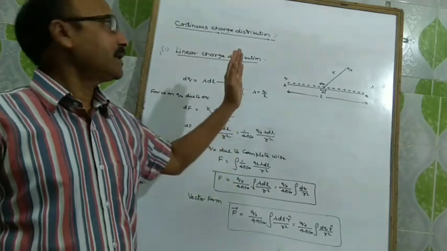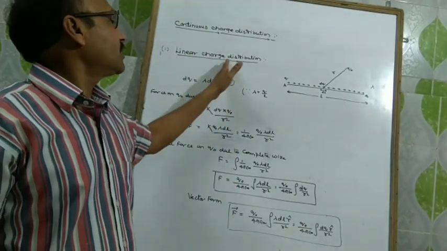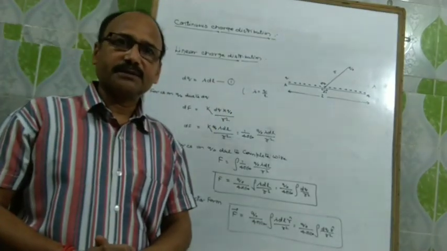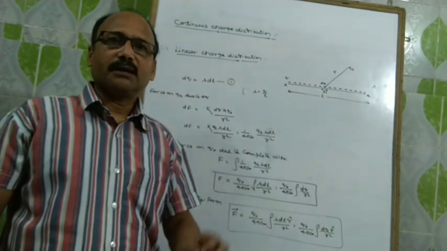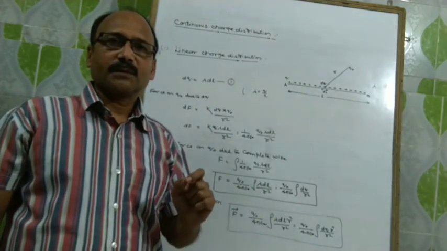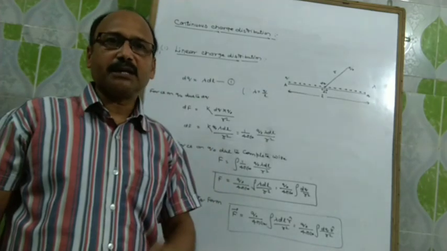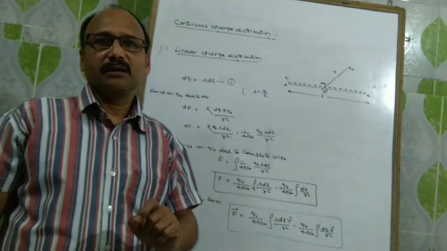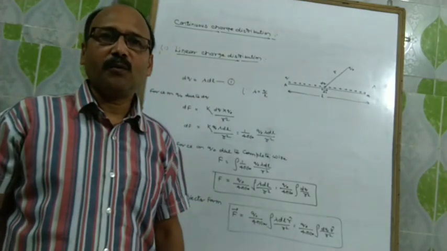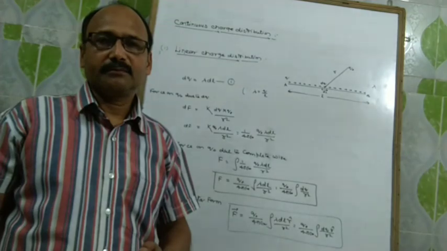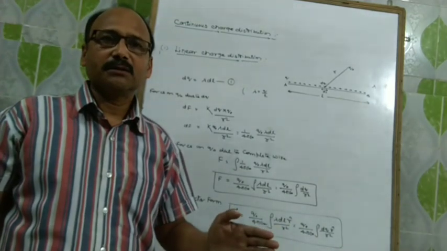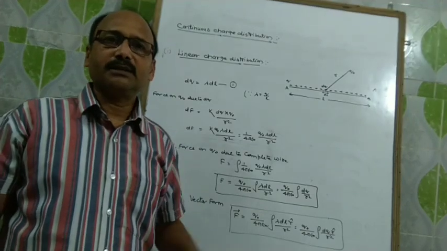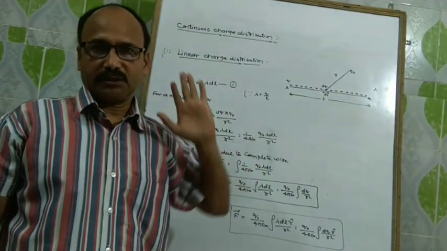So first of all we are taking linear charge distribution. First of all we have to note the definition. When the electric charge, closely spaced and uniformly distributed over a line, in bracket straight or curved, is known as linear charge distribution.